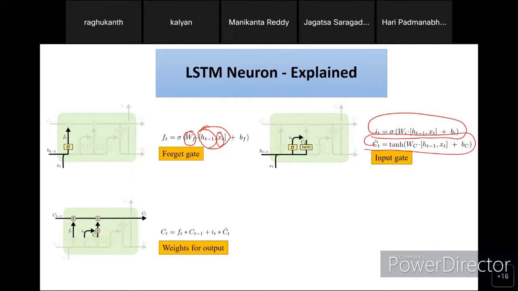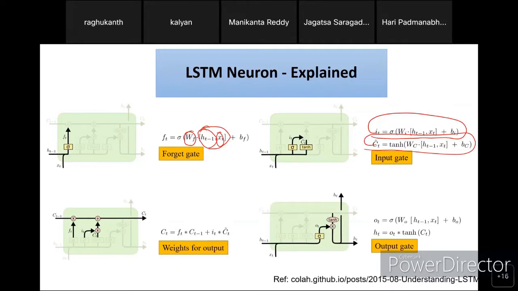Then we have the weights for the output also, which we also try to calculate. And finally the output gate, you get h_t equals o_t times tan hyperbolic of C_t. So this is how we calculate these gates: the forget gate, then the input gate, then the output gate. How much of the past information has to be used, only that much will be used, and the network runs sequentially for all the frequencies.